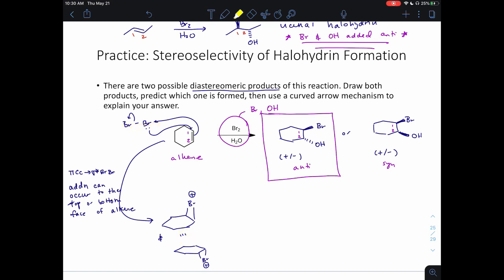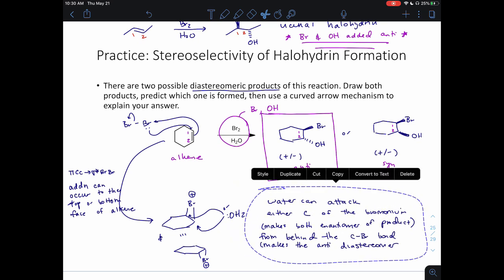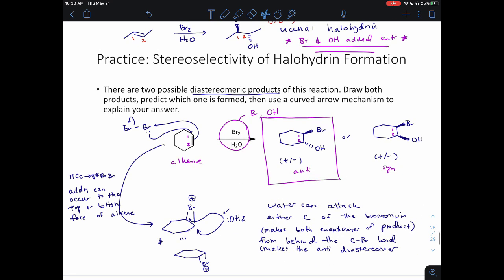So the racemic mixture comes from the attack of water. Water can attack either of these two carbons, or it could attack the other carbon of the bromonium ion. It can attack either one, it just has to do so from underneath, right? And because of that, both enantiomers of the product are formed. And you can write it all out and convince yourself of it if you would like.